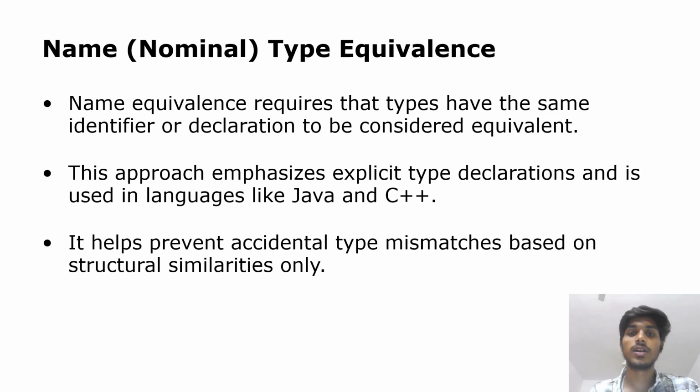Name or nominal type equivalence. Name equivalence requires that types have the same identifier or declaration to be considered equivalent. This approach emphasizes explicit type declaration and is used in languages like Java, C++, or C. It helps to prevent accidental type mismatches based on structural similarities only.